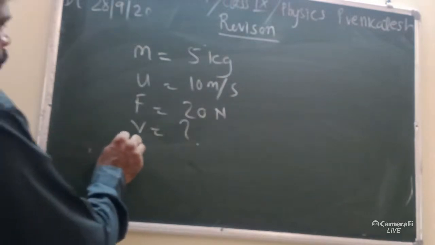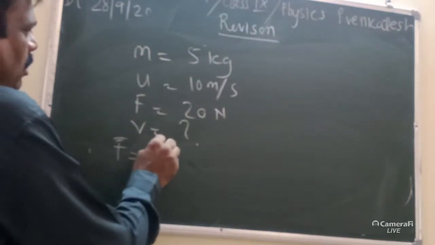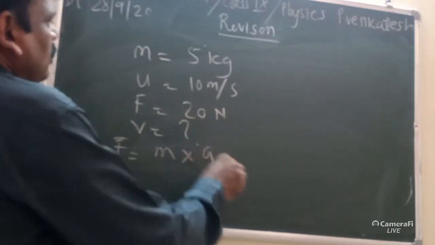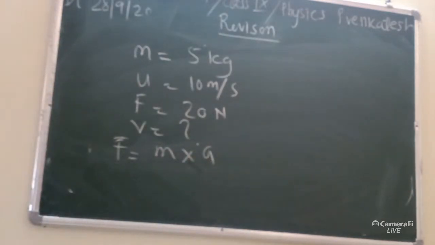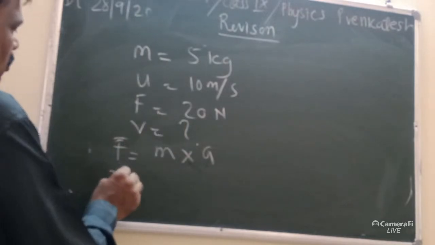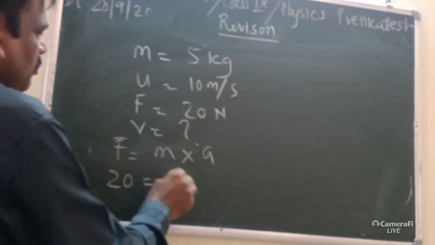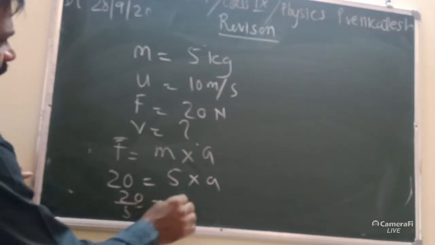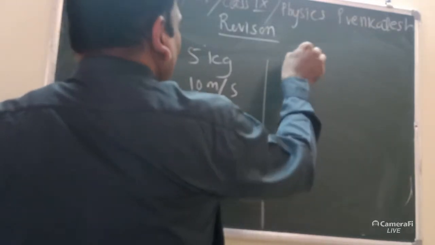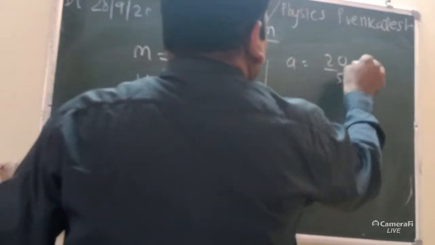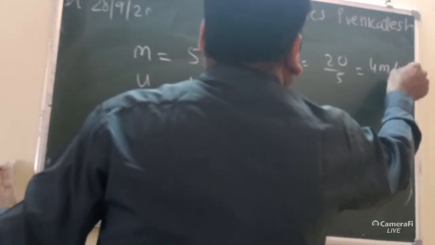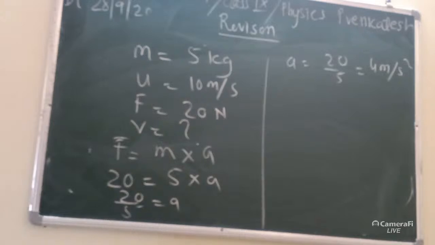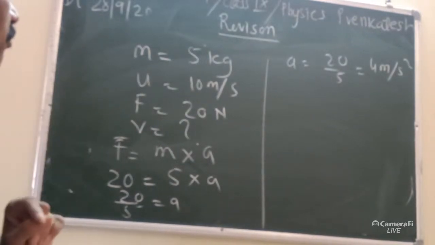Now you know that force equal to mass into acceleration. What is the force given? 20 newtons. What is the mass? 5 into A. Or you can say 20 by 5 equal to A. Or A equal to 20 by 5, that is equal to 4 meter per second square. This is what? Acceleration.